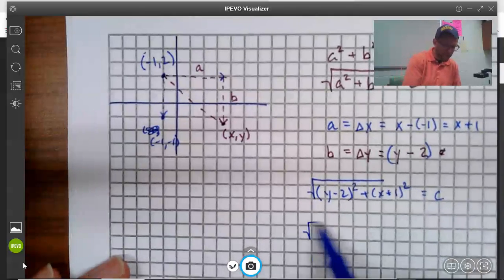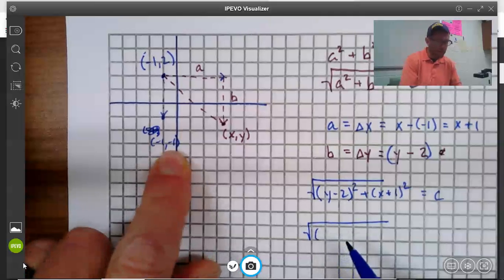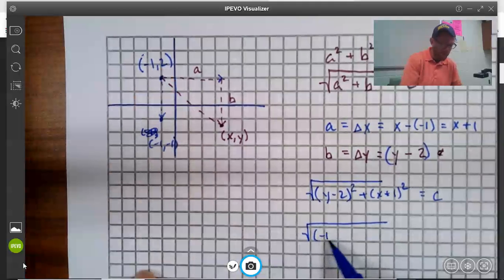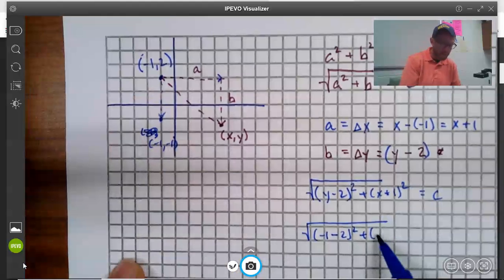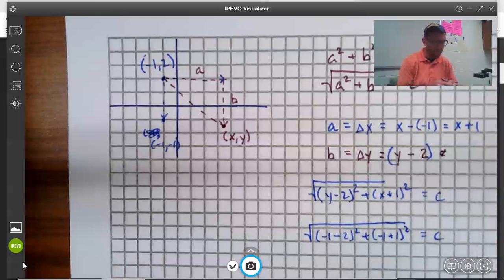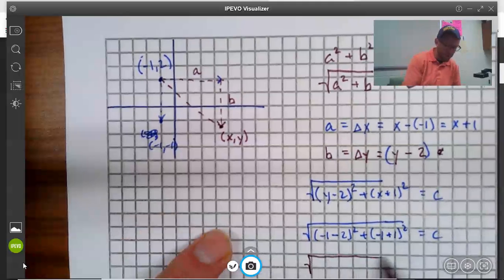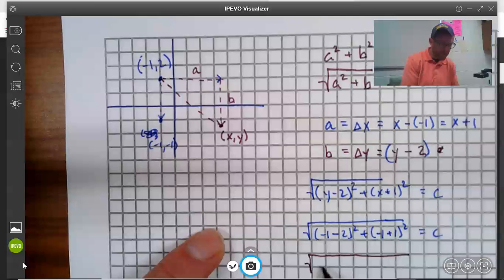So let's see. We have y, that's -1. So -1 minus 2 squared plus our x coordinate is -1. -1 plus 1 squared equals c. Make sure I keep my square root bracket. I'll redraw it every single line, or else you'll forget that it's there. -1 minus 2 is -3 squared.